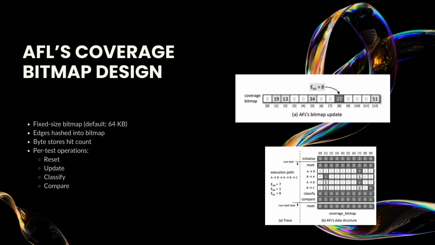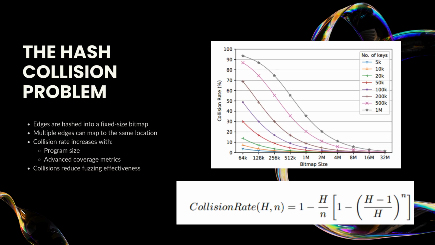Now that we understand how AFL stores coverage, let's examine what happens when multiple edges map to the same location. Hash collisions are the main problem in modern coverage-guided fuzzers. Because the coverage bitmap has a fixed size, edges are hashed into it. This means that multiple distinct edges can map into the same location in the bitmap. When that happens, we call it a hash collision.